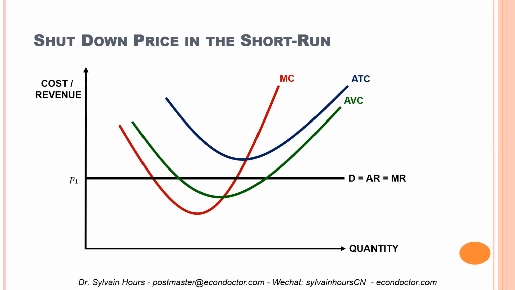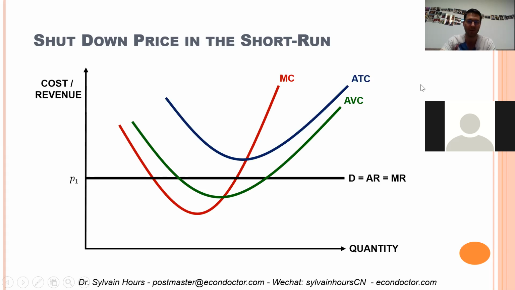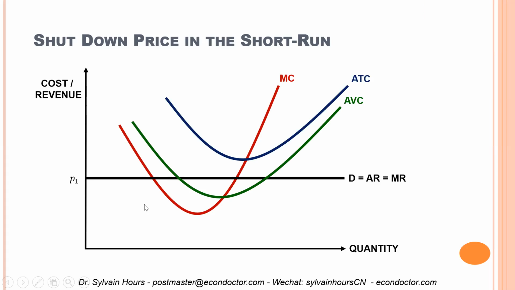So these are my typical curves, MC, ATC, AVC, and this is the market price. I am a price taker. I have no influence on this market price. The firm maximizes profit when MC is equal to MR. So that's going to be the profit maximizing quantity. And at that quantity Q1, this is my average total cost of production.